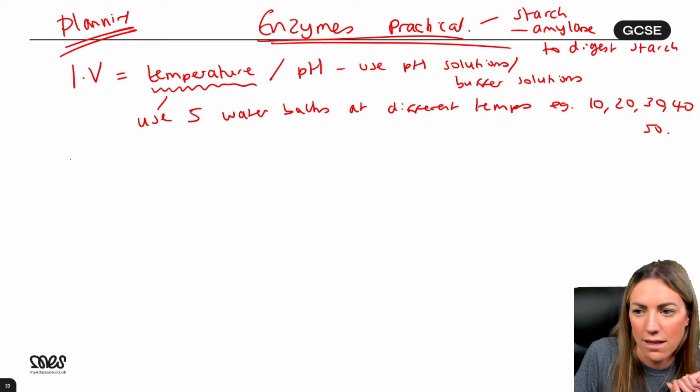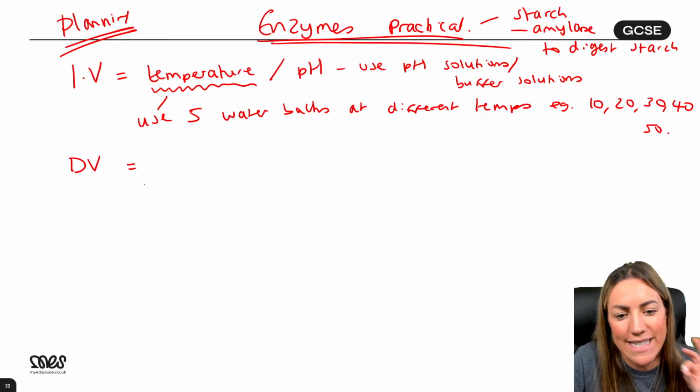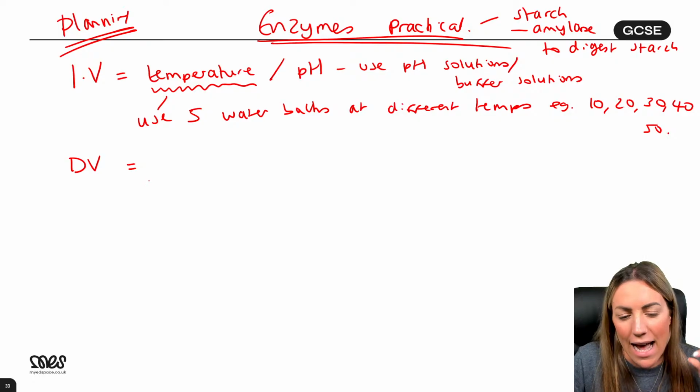Then I think, and this is how I plan any investigation, what is my dependent variable? This is the one that I'm going to measure. And the reason I've chosen this practical is it's tricky. We've got starch. We're trying to investigate the breakdown of starch by amylase. How am I going to measure the breakdown of starch by amylase? How am I going to measure the rate of breakdown? How am I going to measure the digestion?